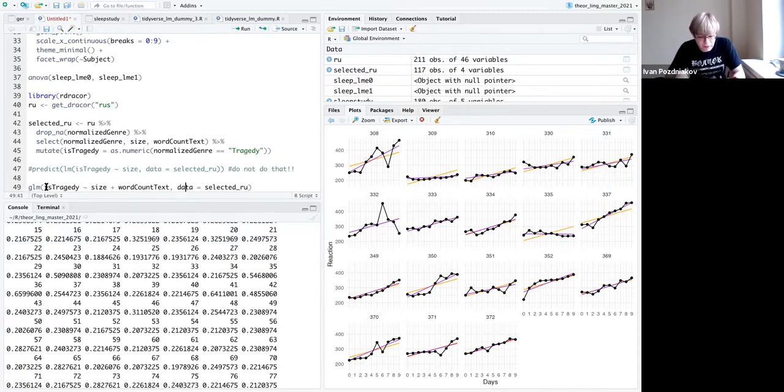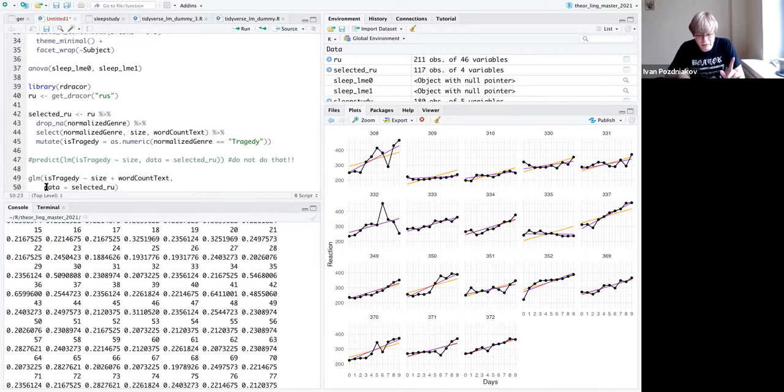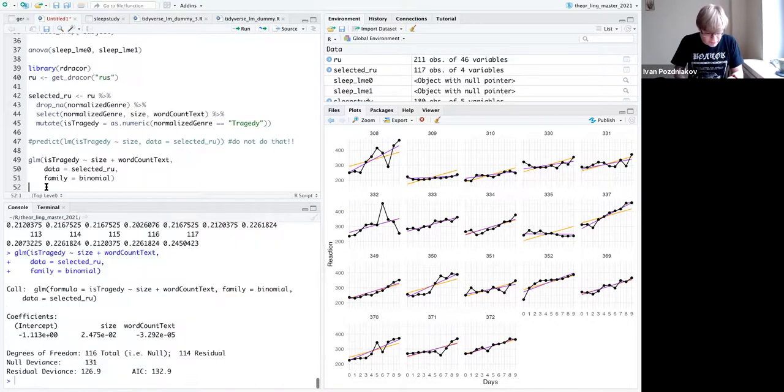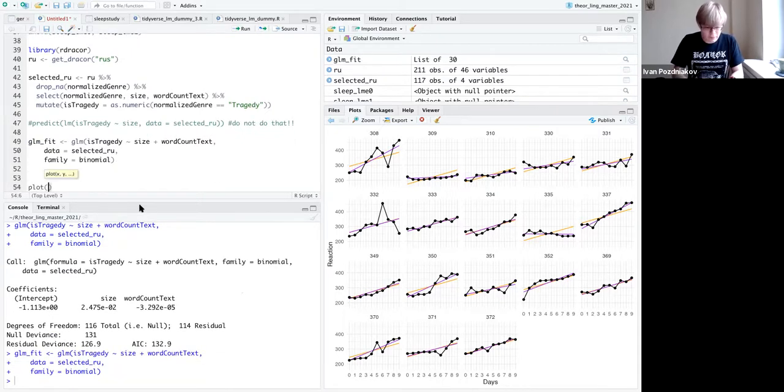And that's important for GLM. We need to specify one more important parameter, the parameter family, that has a link function that is different for different special cases of the generalized linear model. So if you want to use logistic regression, you can just write binomial. And it will do logistic regression for you. Let's do it in GLM fit. And oh, we need to plot it.